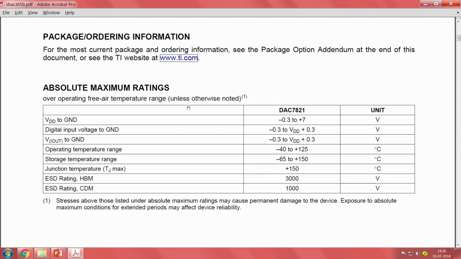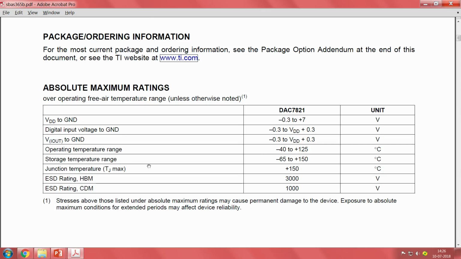So, we provided that it is free air temperature outside, what is the range. Then digital input voltage to ground, it can go to VDD, where VDD can have plus or minus 0.3 volt fluctuation. Operating temperature range, we already saw this, minus 40 to 125.